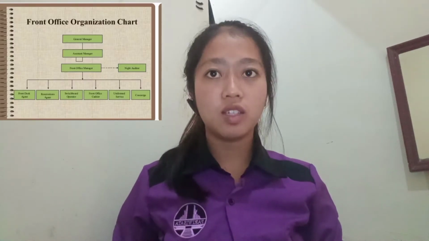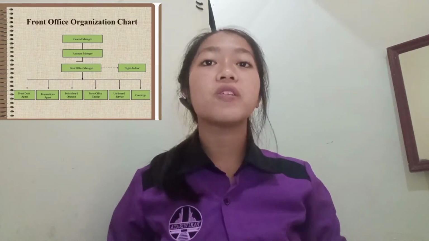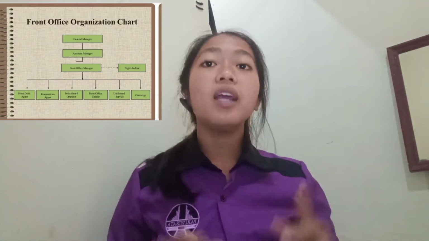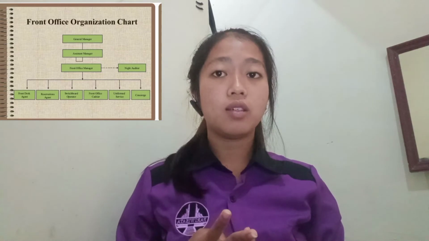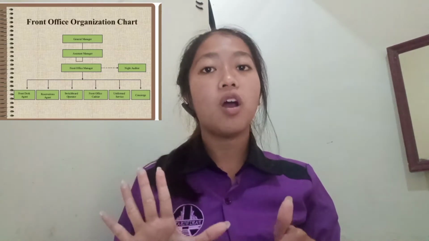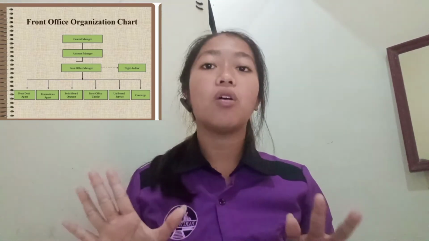Today I would like to describe the hotel organization structure of the front office department. The front office department is divided into 9 sections, namely general manager, assistant manager, front office manager, front desk agent, reservation agent, switchboard operator, front office cashier, uniform service, and the last one is concierge. Alright, I would like to start with the general manager's responsibilities.